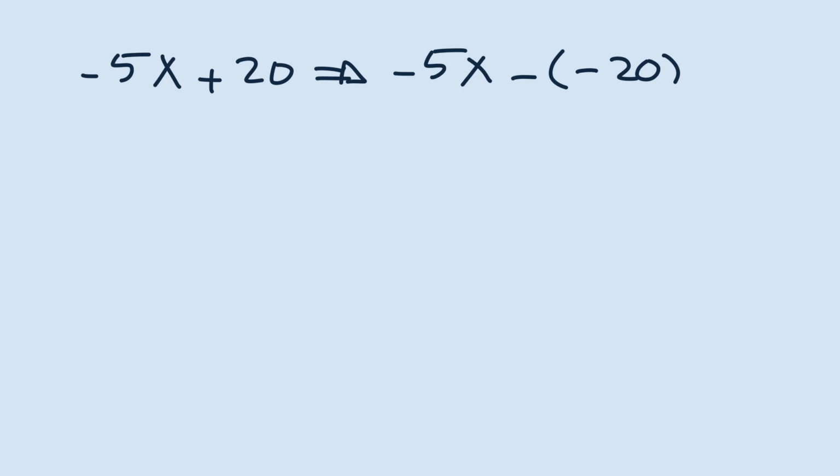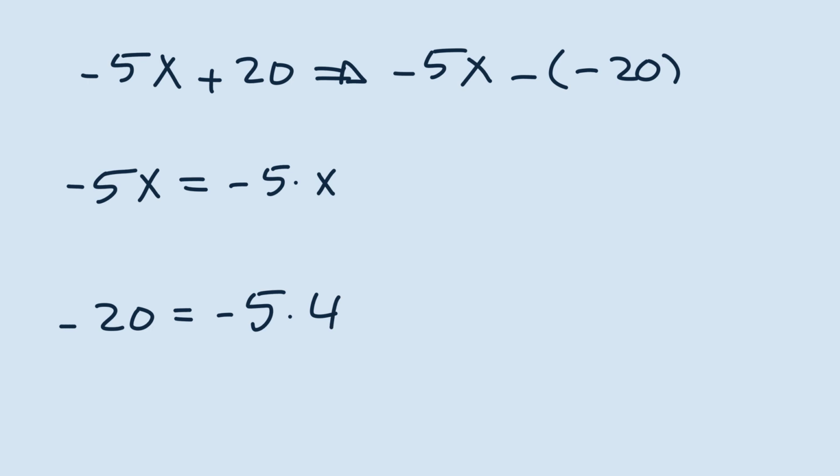What about this question? Negative 5x plus 20. Before solving this question, let me rewrite it as negative 5x minus negative 20. Why? Because whenever we multiply two negatives, we get a positive. Now I will have to break down these two numbers. So we have negative 5x and we have negative 20. Negative 5x can be broken down to simply negative 5 times x, and negative 20 is simply negative 5 times 4, and that's it.